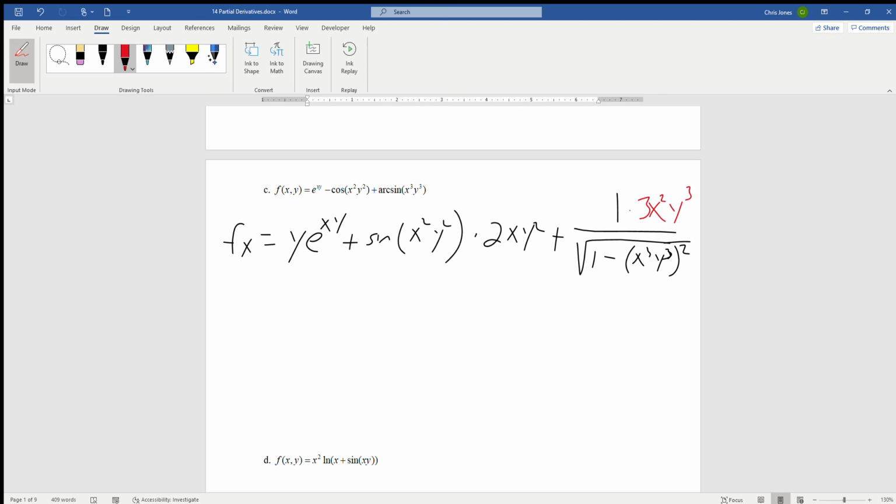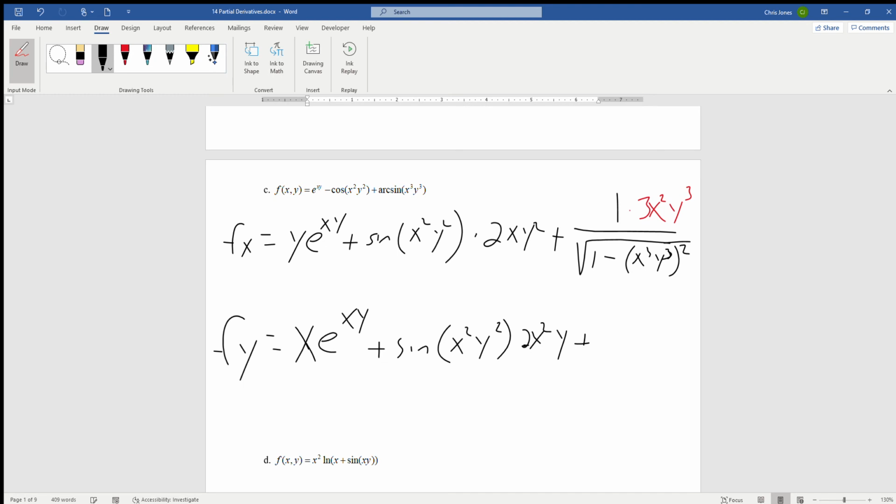All right. Now, when we take the derivative with respect to y, we're going to notice that it's almost the exact same thing, except we're probably going to be replacing a lot of the x's and y's, interchanging them. So, f_y, derivative of e is e to whatever. The derivative of xy with respect to y is going to be x. Derivative of negative cosine is going to be positive sine. So we have sine x squared y squared. The derivative of x squared y squared with respect to y, 2x squared y.